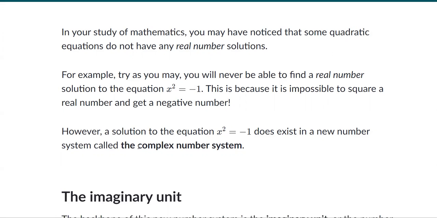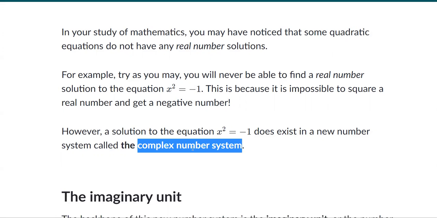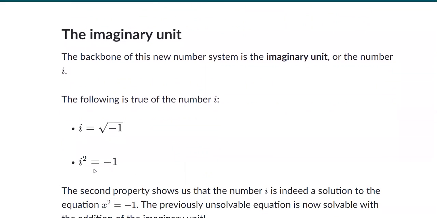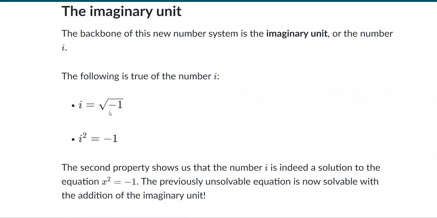Well, this kind of expands upon that. Your complex number system is going to include all those real numbers plus this new idea of the imaginary number. The imaginary unit. The backbone of this new number system is the imaginary unit, or the number i. The following is true of the number i. i is equal to the square root of -1, and if you square that, you'll have that i squared is equal to -1.